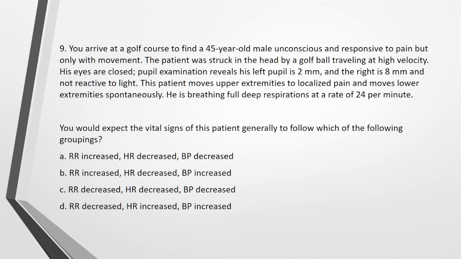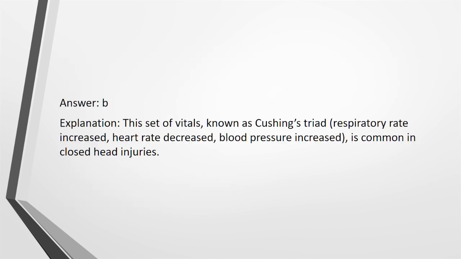A. RR increased, HR decreased, BP decreased. B. RR increased, HR decreased, BP increased. C. RR decreased, HR decreased, BP decreased. D. RR decreased, HR increased, BP increased. Answer B. Explanation: this set of vitals, known as Cushing's triad, respiratory rate increased, heart rate decreased, blood pressure increased, is common in closed head injuries.